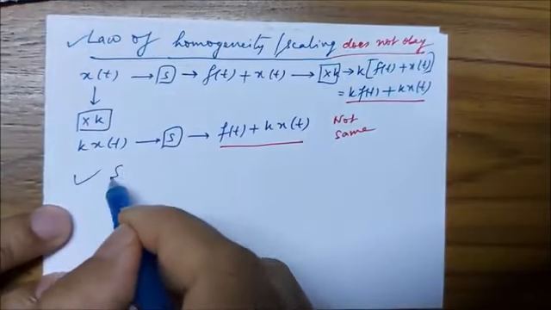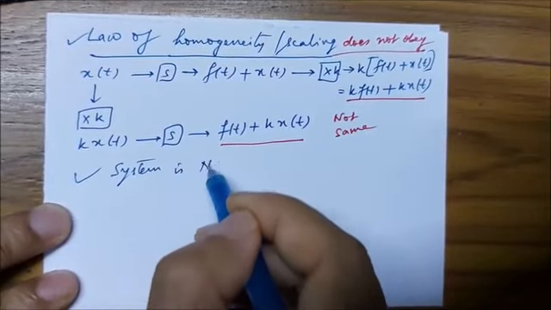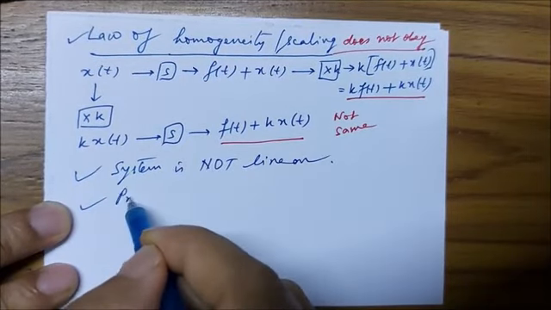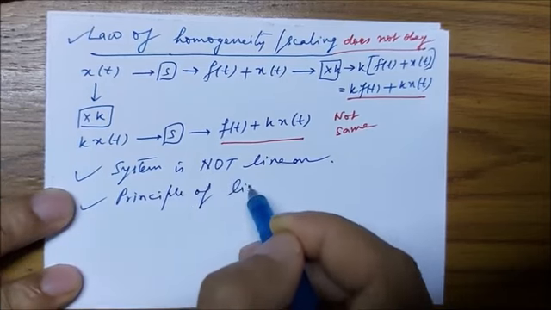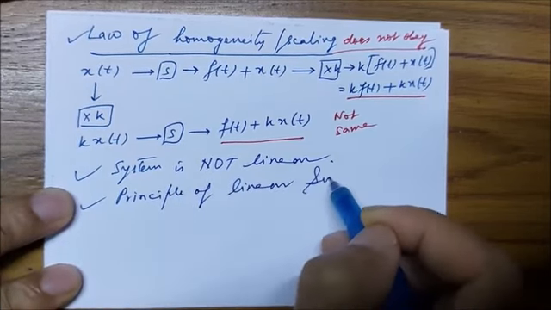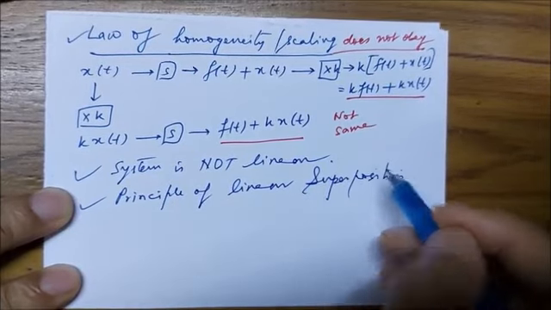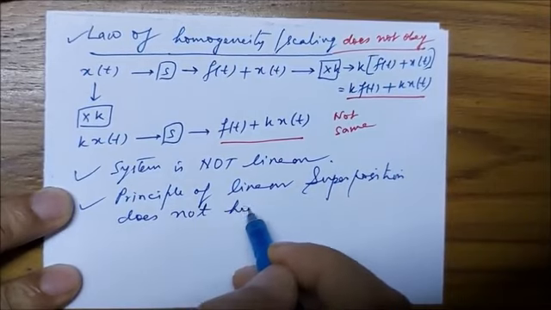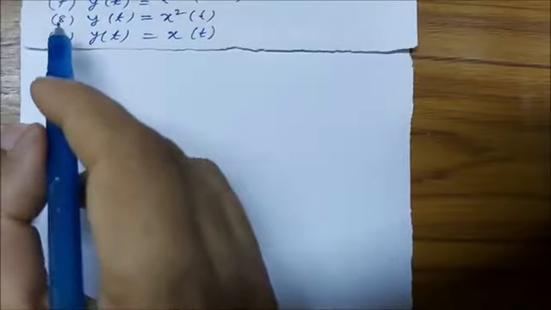So we conclude that the system in this case is not linear, and principle of superposition does not hold. We come next to problem 8.